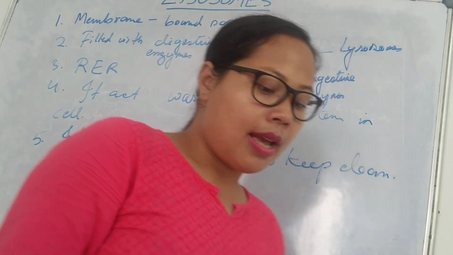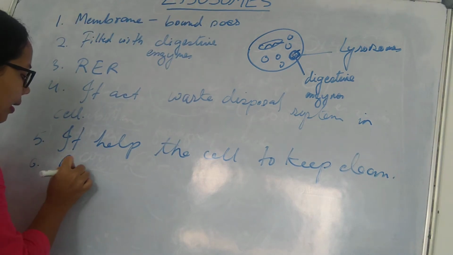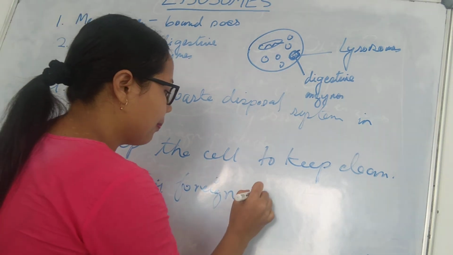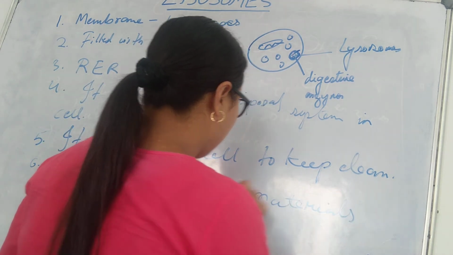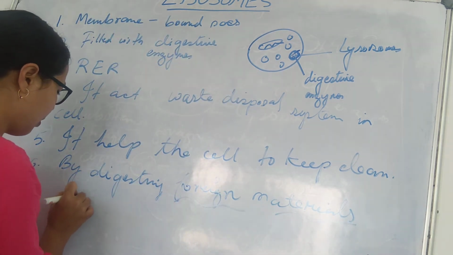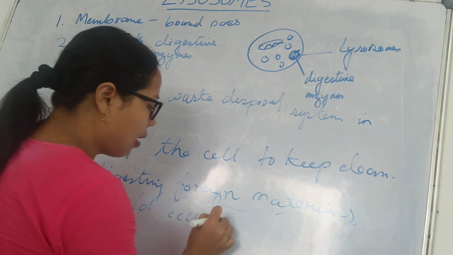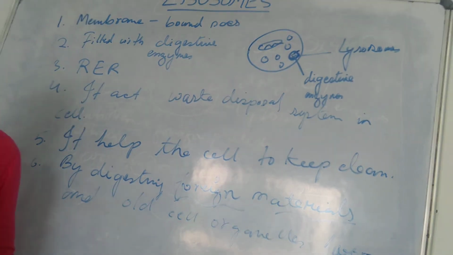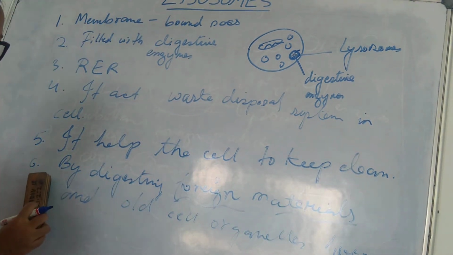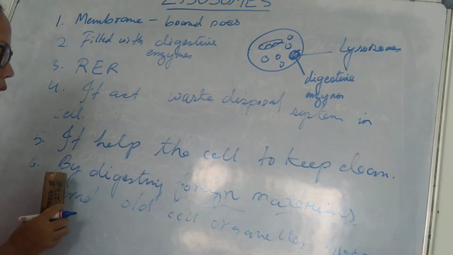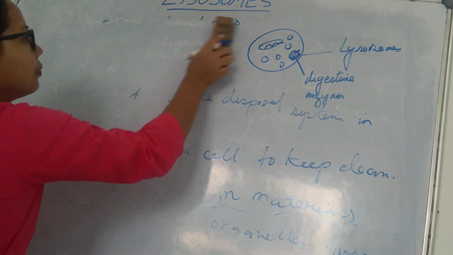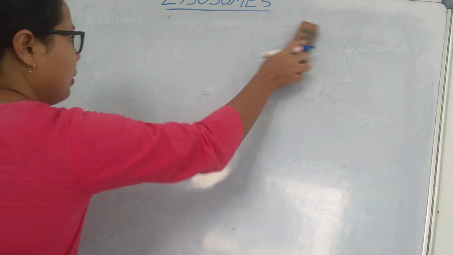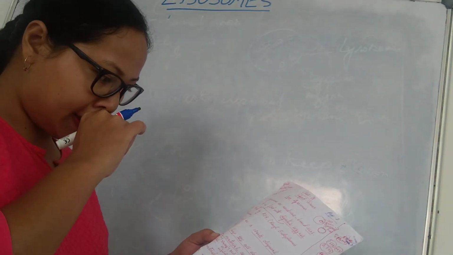How does it keep the cell clean? By digesting foreign materials and worn out cell organelles.